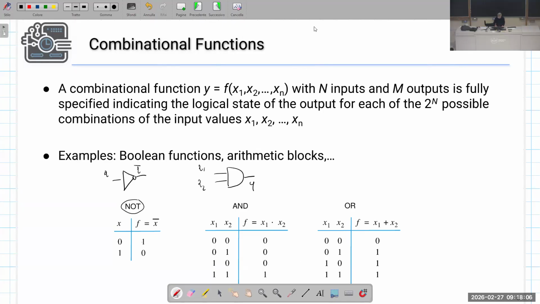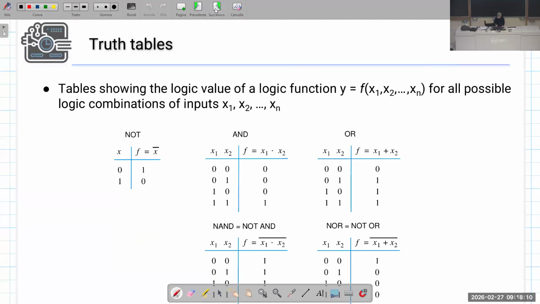combinational functions. Among all the combinational functions, this approach that I have introduced to fully describe a combinational function is called truth table.